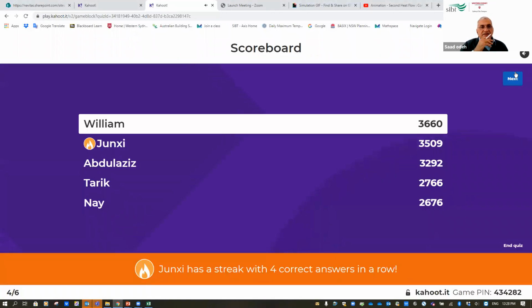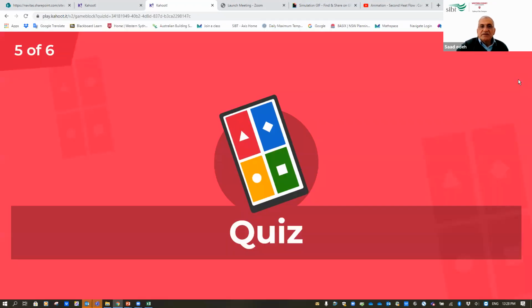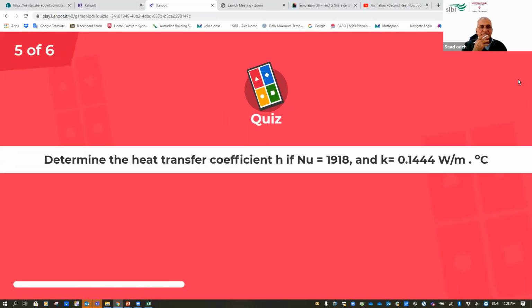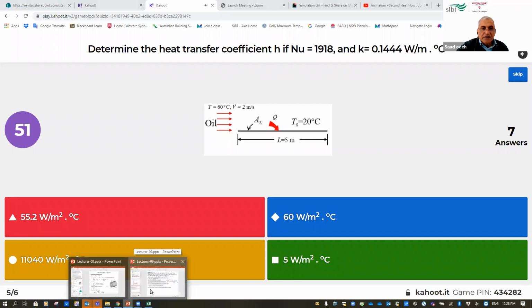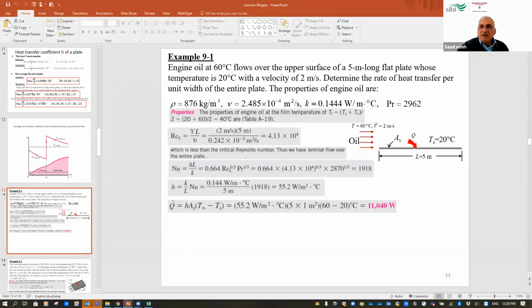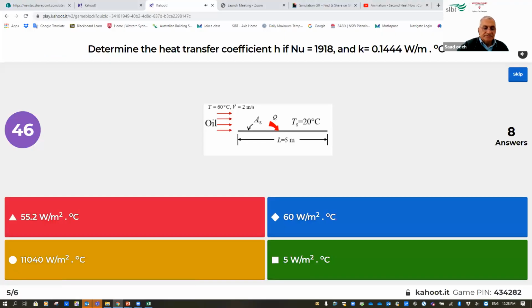All right, so just go to number 5. Determine the heat transfer coefficient, h, if you know the Nusselt number. So again, h is k Nu by L.